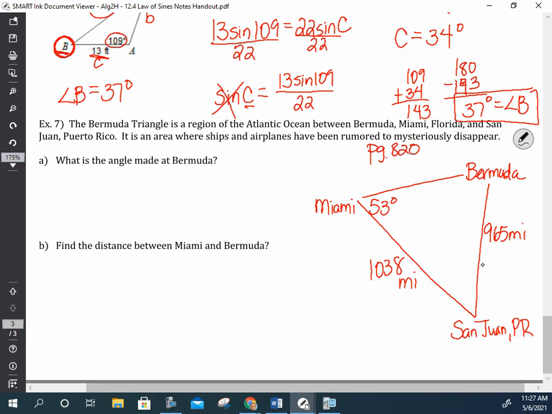Oh. I'm good. So, notice every other triangle was labeled A, B, C. This one isn't. So label it A, B, C. So there's your A side, there's your B side, there's your C side.